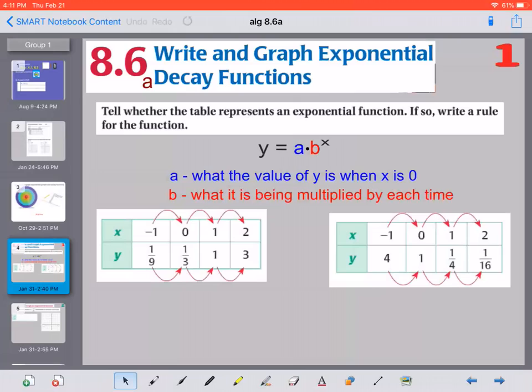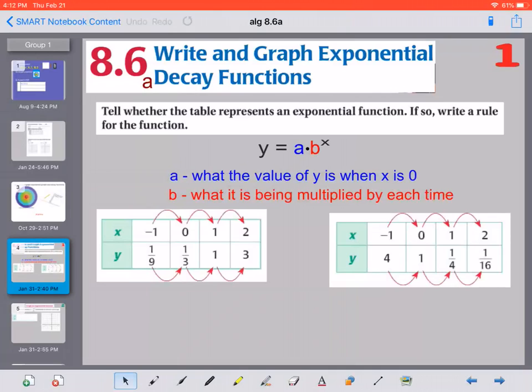Today we're continuing with chapter 8 by doing 8.6a. So we are writing and graphing exponential growth and decay functions. What we've got to do first is tell whether the table represents an exponential function. If so, write a rule for that function.